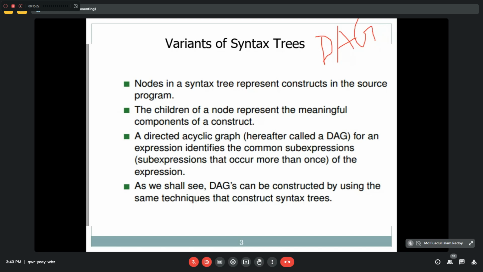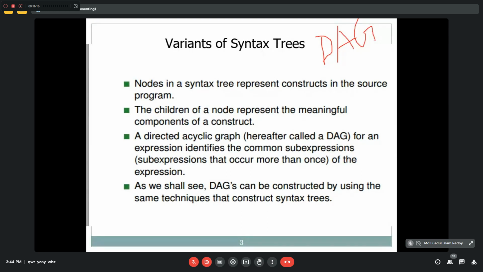And DAG is used to represent a basic block. You have completed your programming course like C or C++. If you think of a user defined function, the code between the curly braces, you can consider that a basic block. That means there is a flow control of code, some statements. So DAG is used to represent a basic block of code, and to identify whether there is a common sub expression in an expression.